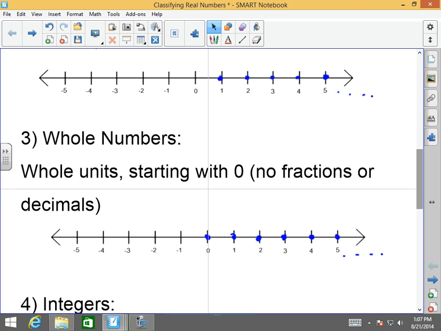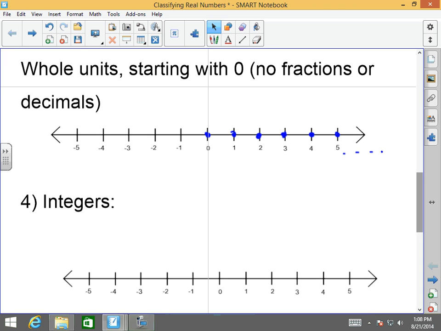So far we've seen real numbers, which is any number, natural numbers, which are whole units greater than or equal to 1, and we have whole numbers, which are whole units greater than or equal to 0. In other words, starting with 0. No fractions and no decimals are in natural numbers or whole numbers.